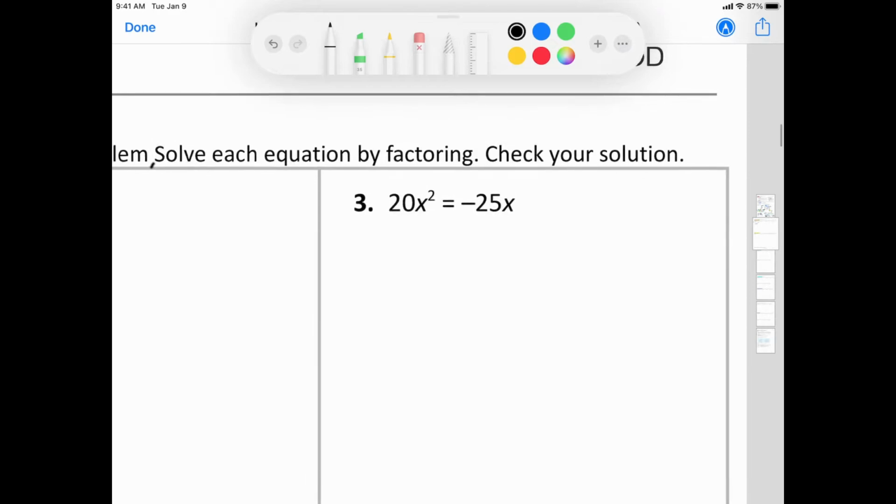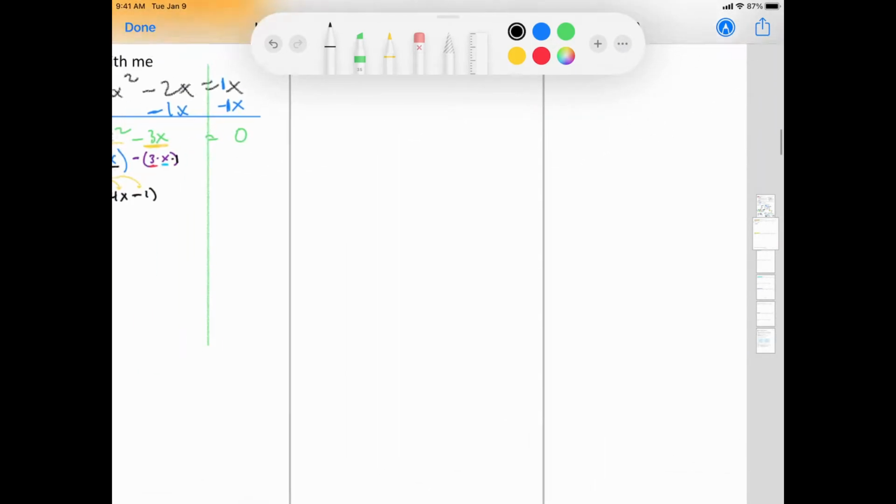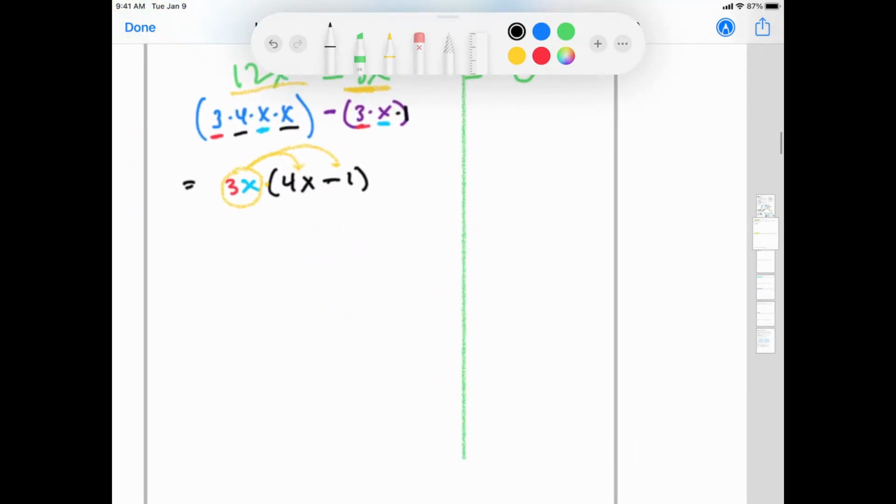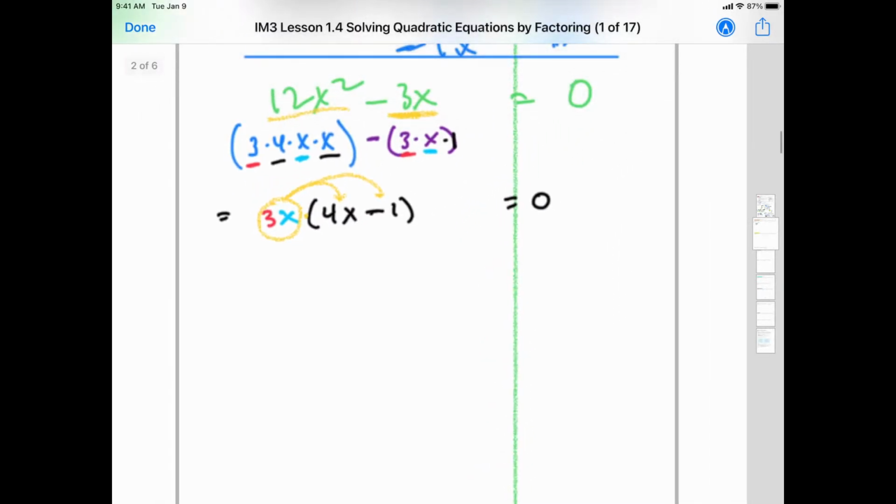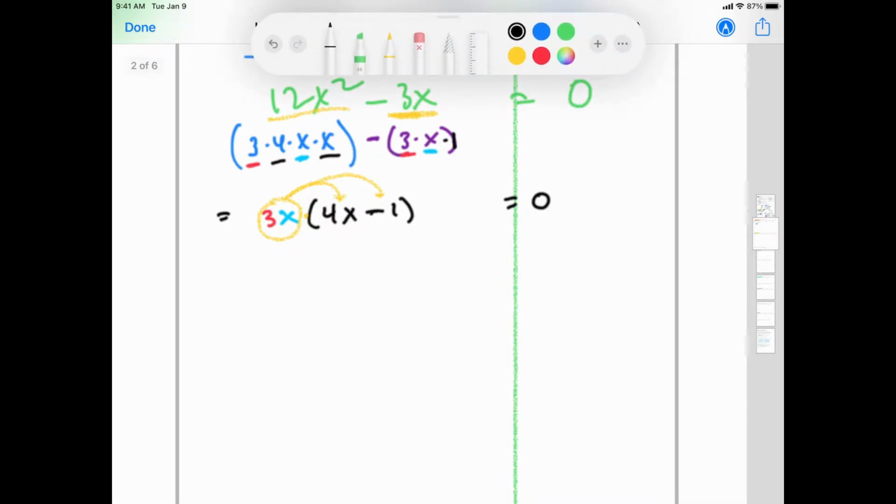Solve each equation by factoring. Check your solution. Okay, so we've factored it. Now I need to solve it. I don't have the equal sign, I already have it set equal to 0.